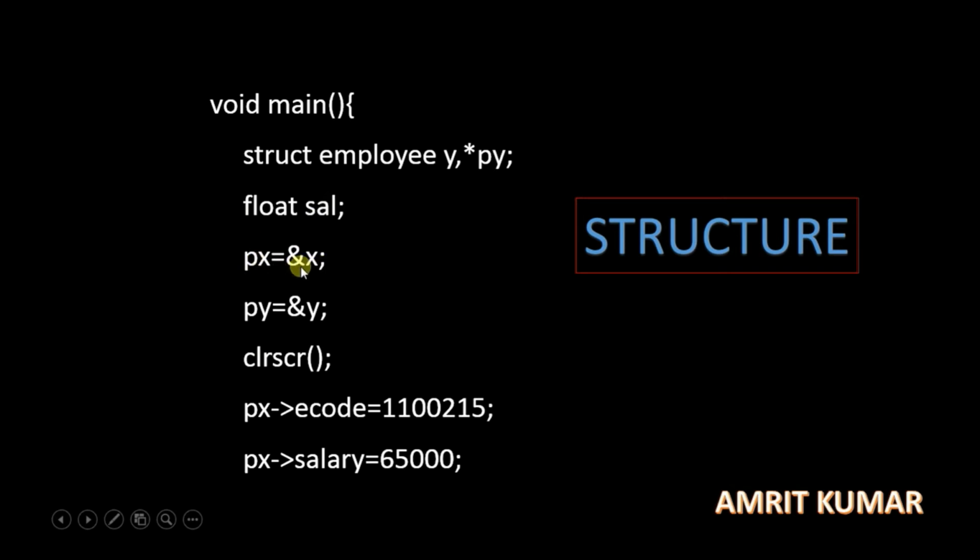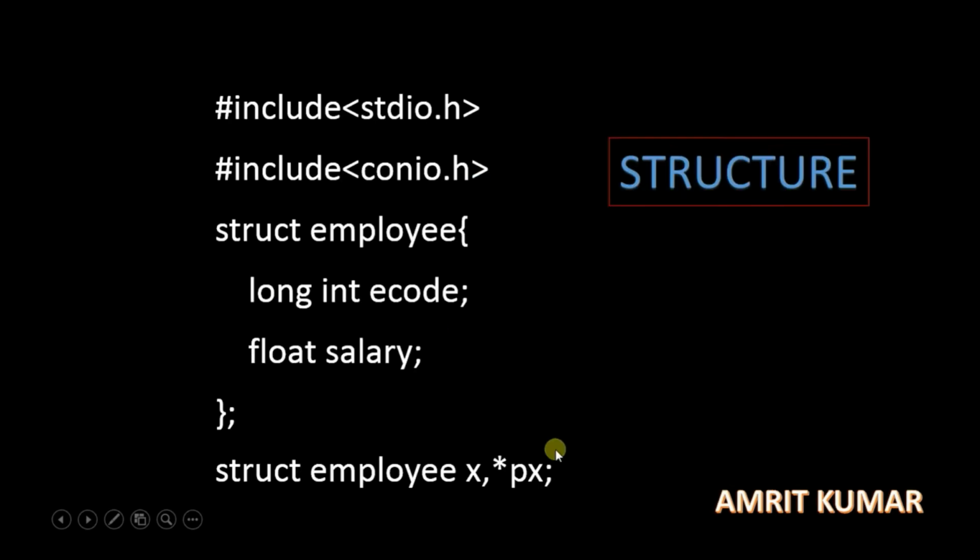I am assigning the address of x, so whatever the address x contains is going to be assigned in px, and whatever the address y contains is going to be assigned in py. So whatever the value x contains is going to be assigned in px, and the value contained in y is going to be assigned in py. So py and px are actually pointers. Here you can see py is a pointer and px is also a pointer.